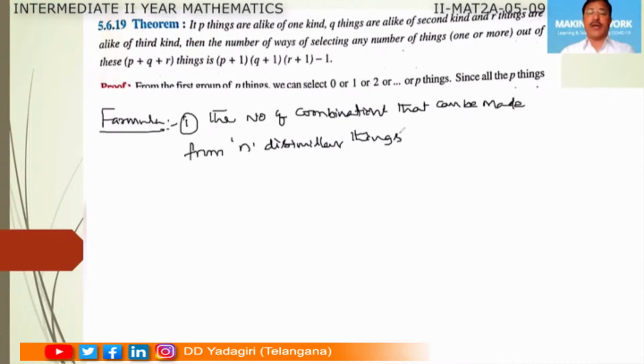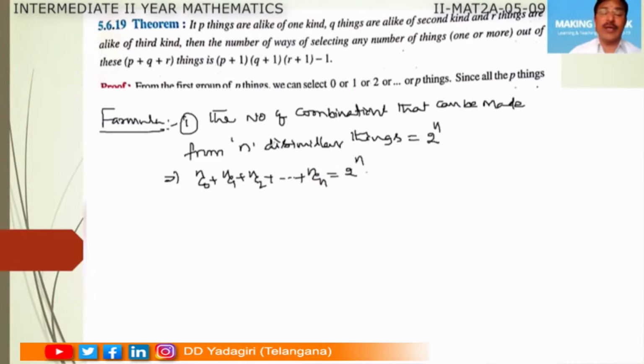ప్రతిసారి ఎన్ని తీసుకోవాలి ఇక్కడ ఏం చెప్పట్లేదు. అంటే 0 తీసుకోవచ్చు, 1 తీసుకోవచ్చు, 2 తీసుకోవచ్చు, all n తీసుకోవచ్చు. That is equal to 2 power n. So actually this is equal to nC0 plus nC1 plus nC2 plus and so on plus nCn. So the sum of all these values will be equal to 2 power n. This is the number of combinations that can be made from all n dissimilar things, n distinct things.